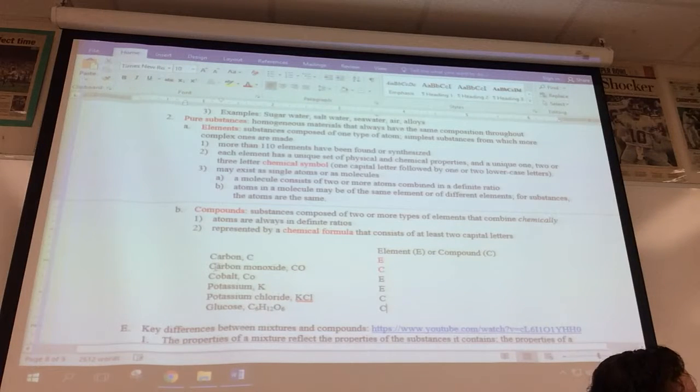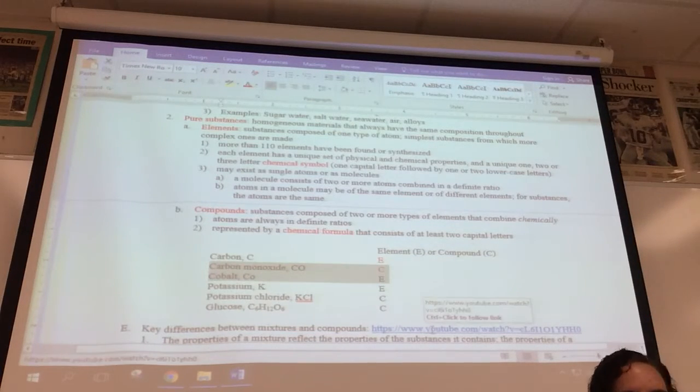And let's just make note of carbon monoxide versus cobalt. So they're both CO, but carbon monoxide is big C, big O, and cobalt is big C, little o. Cobalt is a metal. Carbon monoxide is a colorless, odorless gas that can kill you.